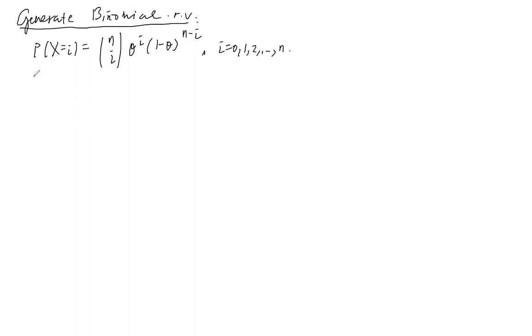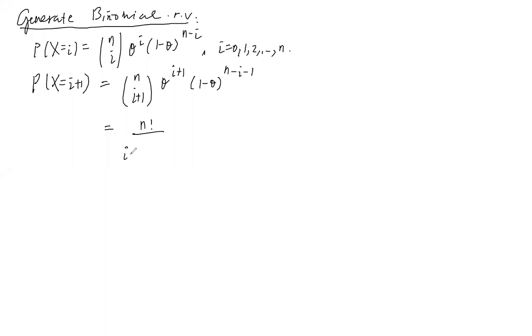Again, first we look for the recursion relation. So this will be n choose I plus 1, theta to the I plus 1, 1 minus theta to the n minus I minus 1. If you rewrite this, you have I factorial here, n minus I factorial, times 1 over I plus 1.